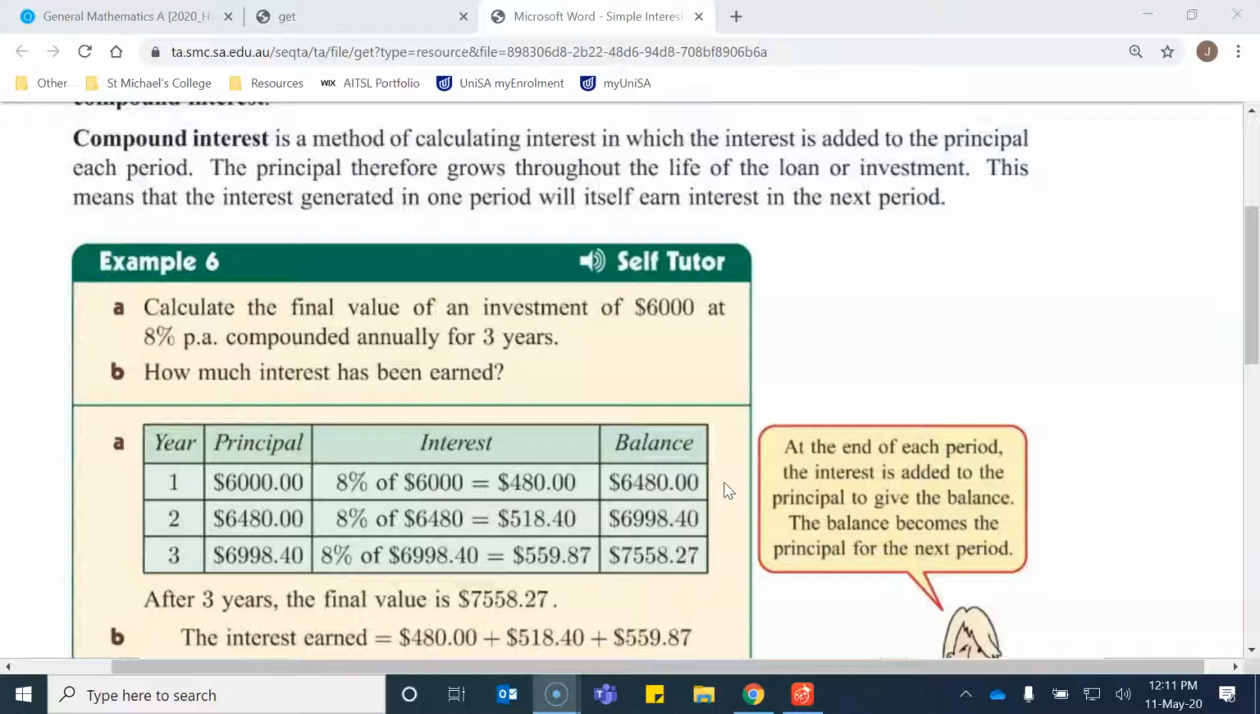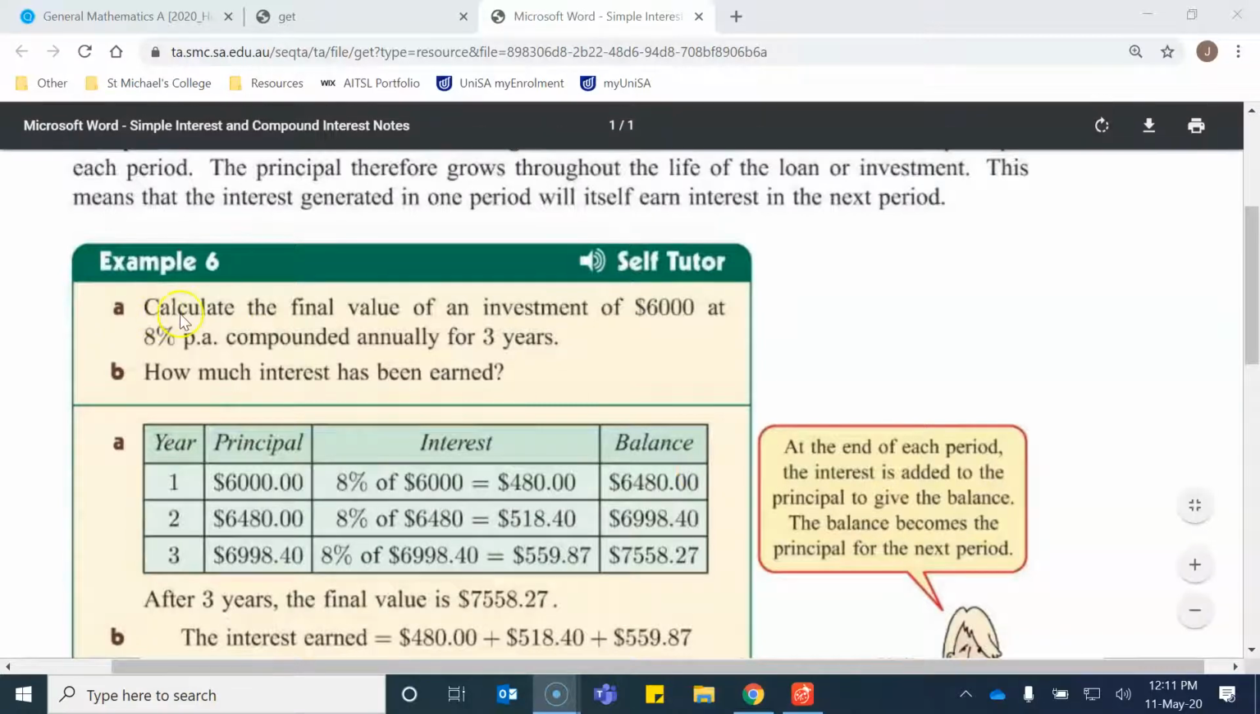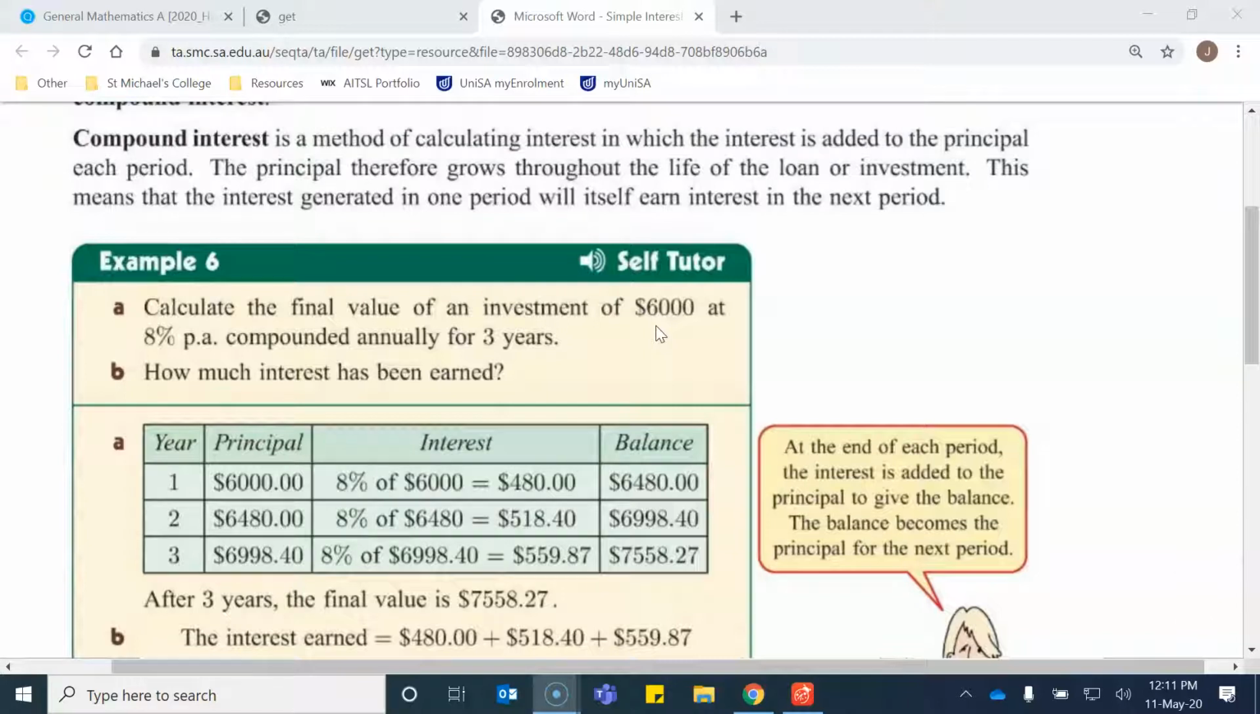So we'll do an example. Calculate the final value of an investment of $6,000 at 8% per annum, compounded annually for 3 years.